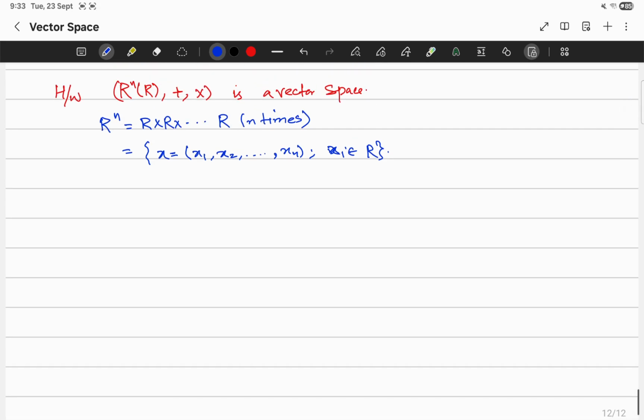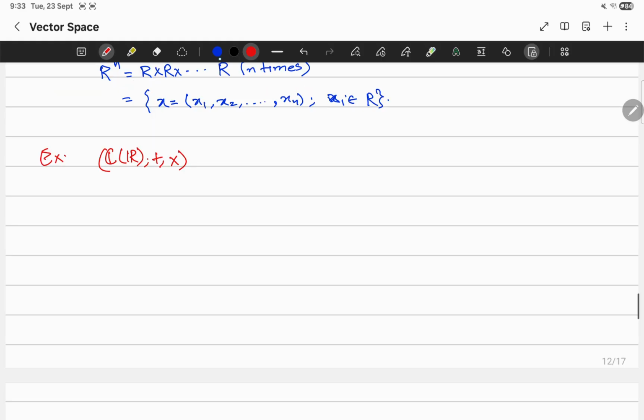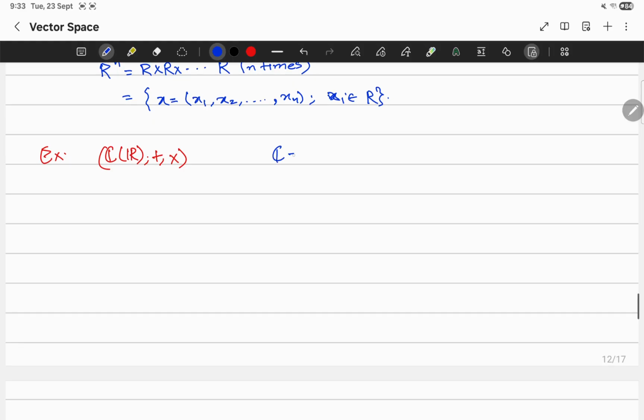Okay, let's now discuss another example, that is C over R. C is the set of complex numbers, with usual addition and multiplication. You know the elements in the complex set C, for example x, will have the representation a plus iota b, where a and b are real numbers. Okay, so now our set V is C and our field here is R.